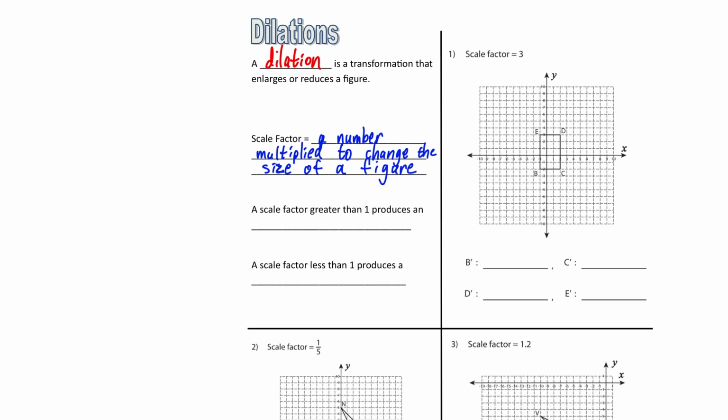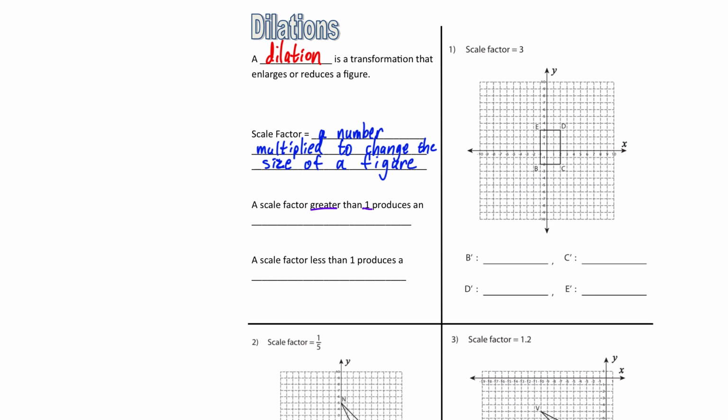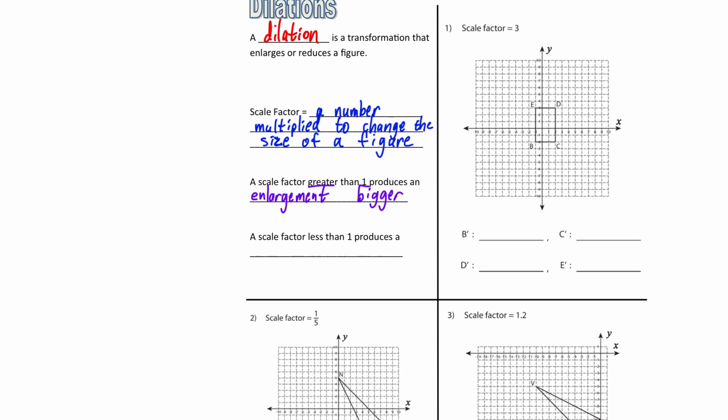So, if the scale factor is greater than 1, it produces an enlargement. In other words, it gets bigger. If the scale factor is less than 1, it produces a reduction. In other words, it gets smaller. And I'm not including any negative scale factors in what I'm talking about here, just all positive numbers.